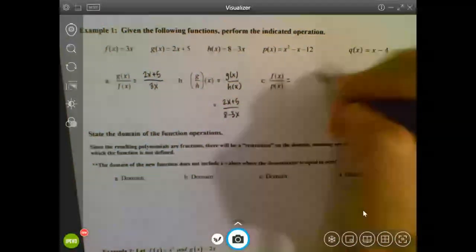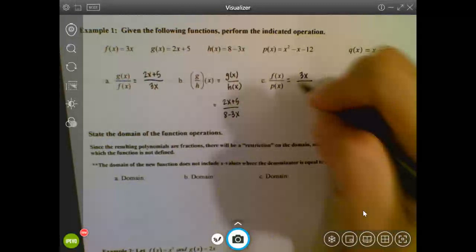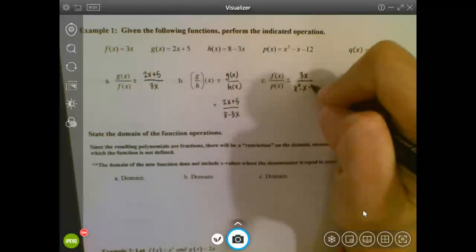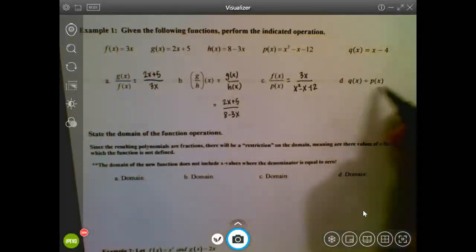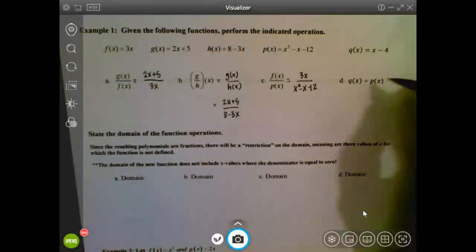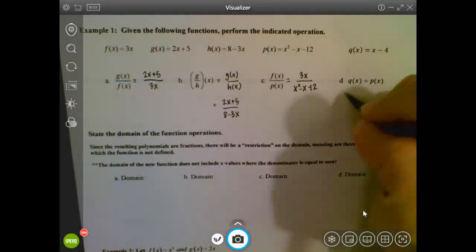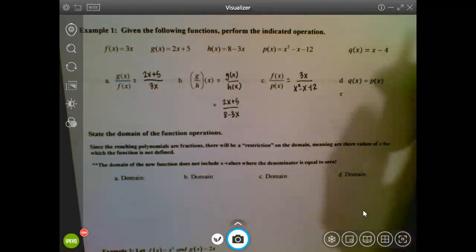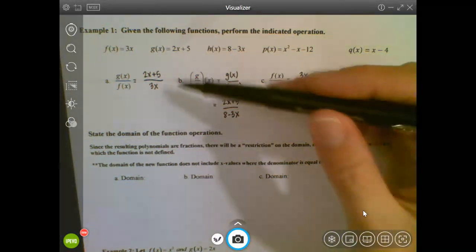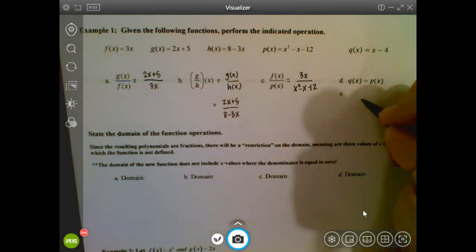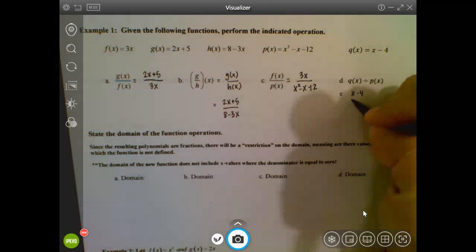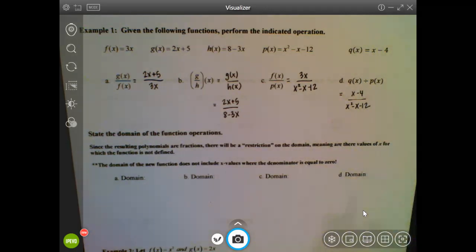f of x divided by p of x, so our f of x is 3x, and our p of x is x squared minus x minus 12. And just notation that, again, looks a little bit different, but again, that's pretty straightforward that it's indicating that we want to divide here. q of x divided by p of x, even though this is written in horizontal format, when we set up our fraction, we want to set it up like we did for a, b, and c. So q of x on the top is x minus 4, and p of x on the bottom is x squared minus x minus 12. Okay, so pretty straightforward, just division. We want to just set our functions up as fractions.